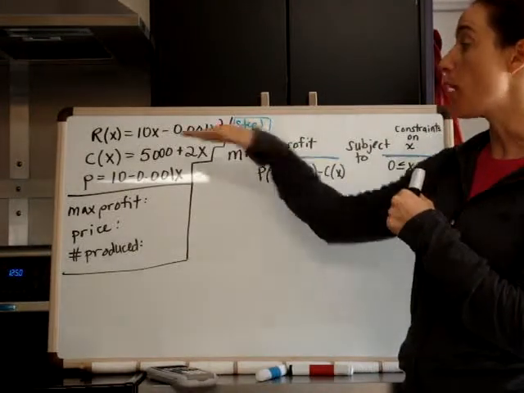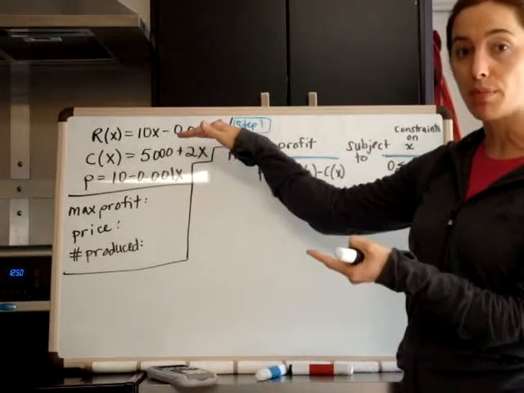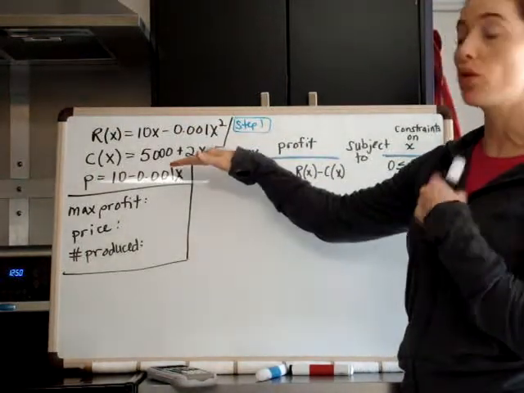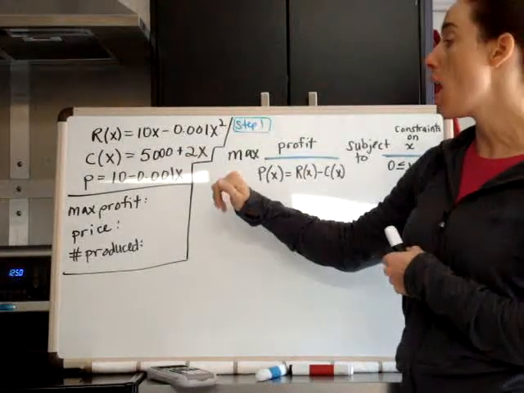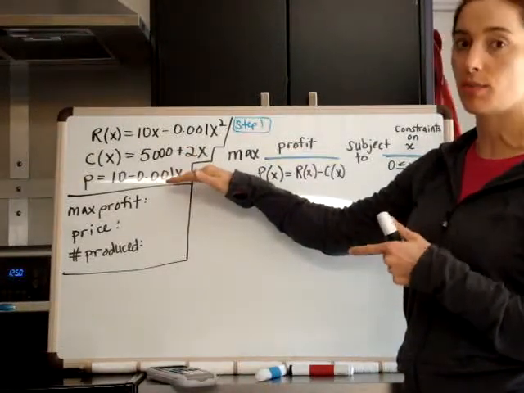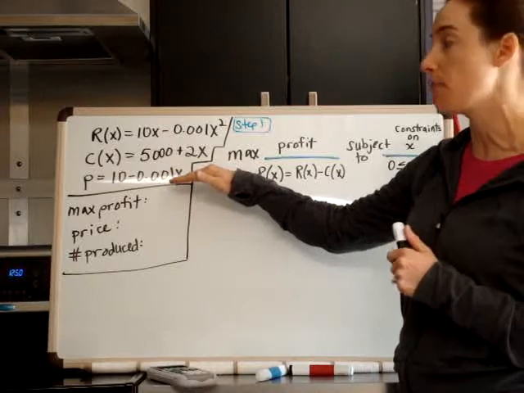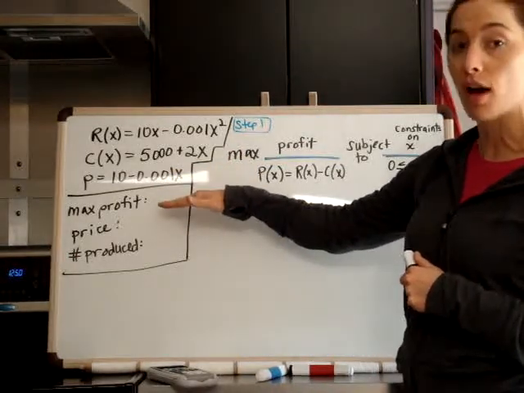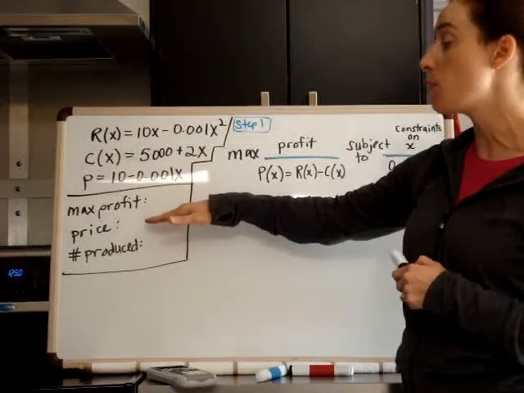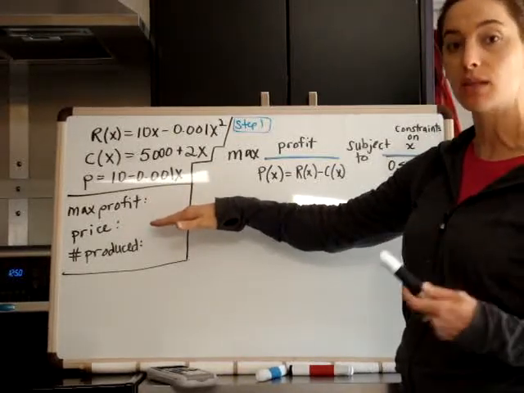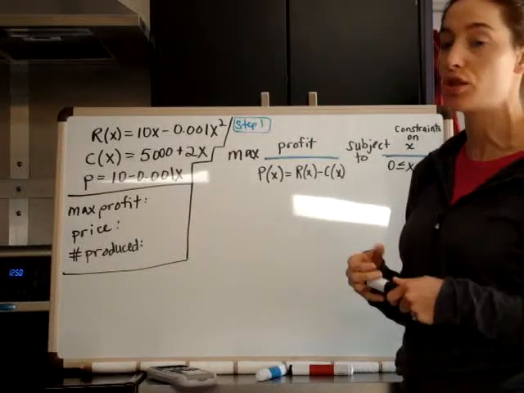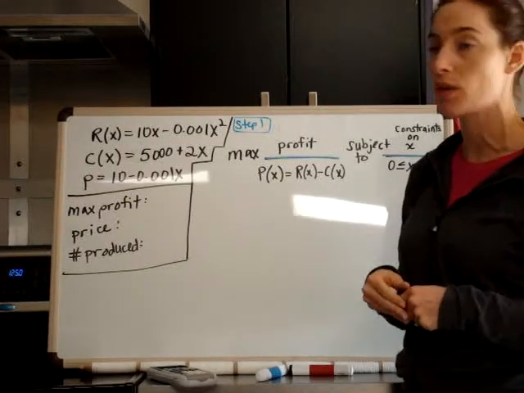So our revenue function that we derived in problem 3, we're going to reuse. They've thrown in a new cost function for us, and we're going to use the same price-demand equation as example 3. And in this problem, we're asked to find the maximum profit, the price the marker should be set at to achieve the maximum profit, and the number of markers that will be produced to achieve the maximum profit.